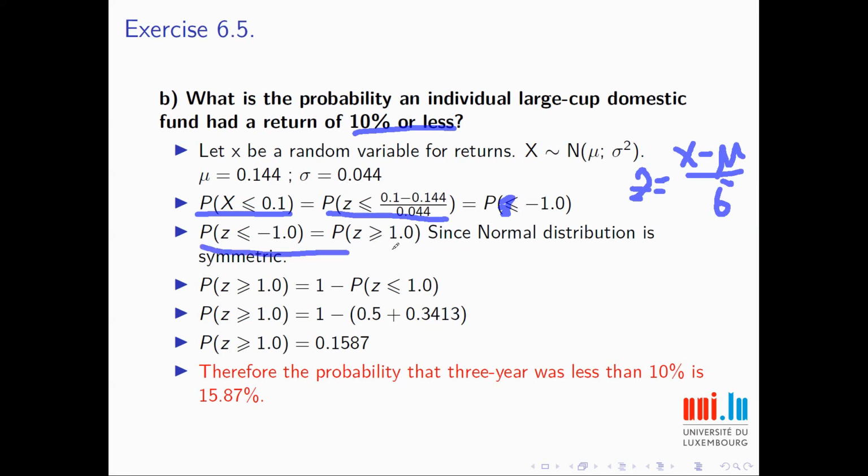So the probability that it's less than minus 1 is equal to one minus the probability of being less than 1. But here I did this operation because I used a one-tailed table. Maybe you will be given a two-tailed table, so you can immediately find this probability. So again, you have to find the probability that your standard normal variable is less than minus 1.